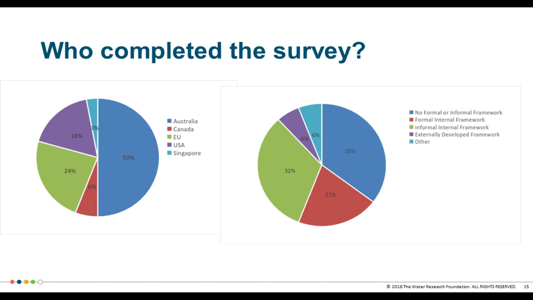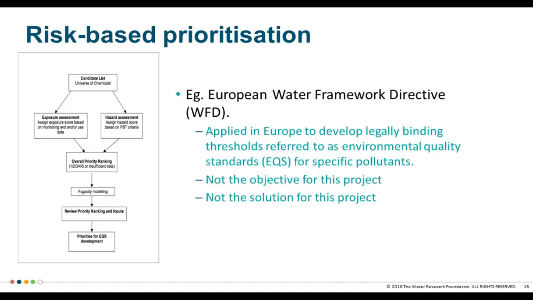So that's where we sat. There was no real consistency in the way that organisations were doing this. Many of them had some process, but many didn't. Others didn't have any process at all. In fact, the largest slice of the pie.